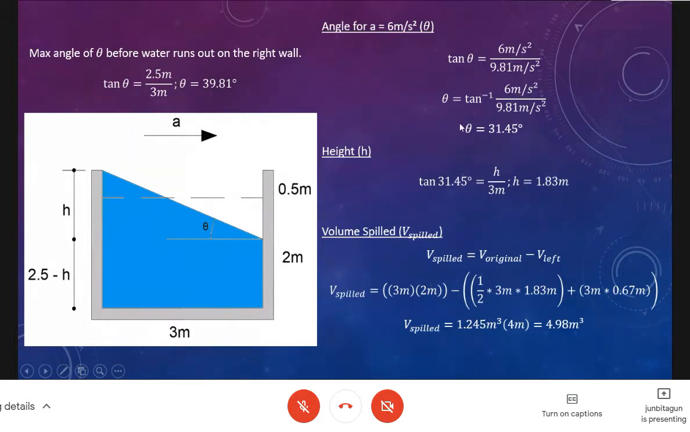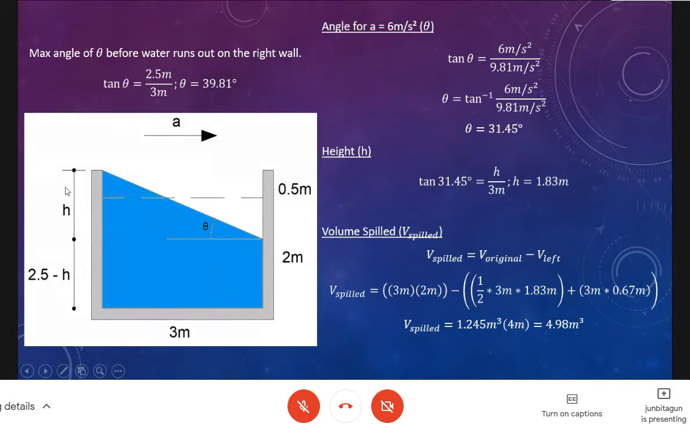Okay, now that we have that information, we can now solve for some missing values here, like the height, because we should know the volume. The question was, the volume that was spilled out, how much is it? Now let's try to find out this height, knowing that we have an angle and we have the base of this triangle as 3 meters. This will never change. Now the height of this slope would be multiplying 3 meters with tangent 31.45 degrees. We have now the height as 1.83.